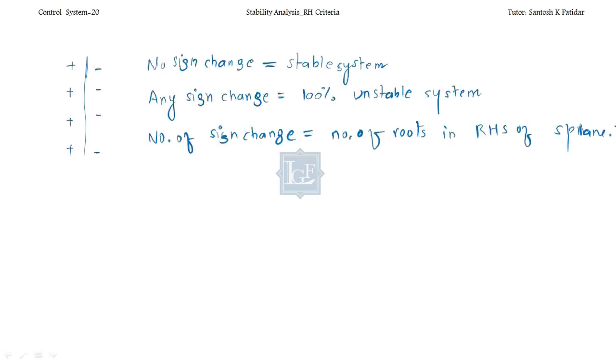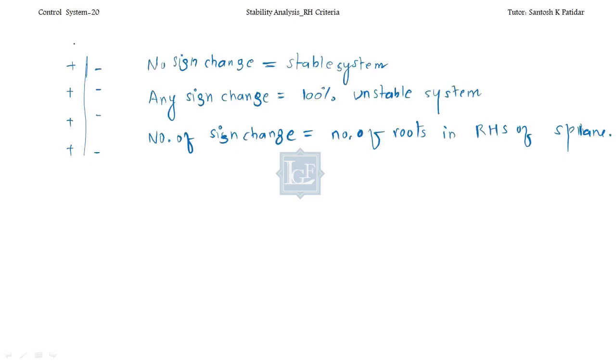Today we'll see the RH criteria and its application, how to find out the system stability, right? In the last lecture, number 19, we discussed the introduction, how to find out the roots and how to frame the RH table, correct? So today we'll see some more, then we'll come to the problem. I'll give you a brief summary of the last lecture.